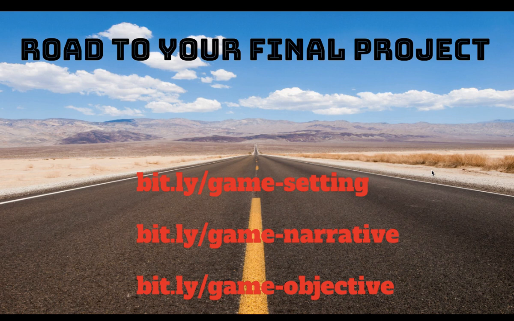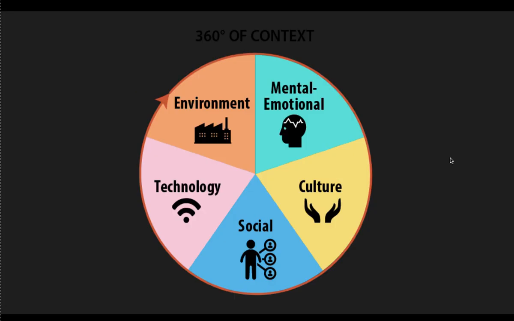So the game setting is going to start off by picking a place, a specific city or town that exists present day or existed in the past and is researchable. The context that we try to develop within that particular space of that town or that city that you pick is going to be built with these five elements: an environmental element, a mental emotional element, a cultural element, a social element, and a technology element.